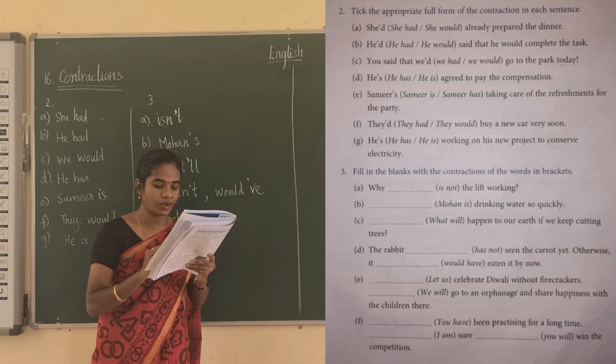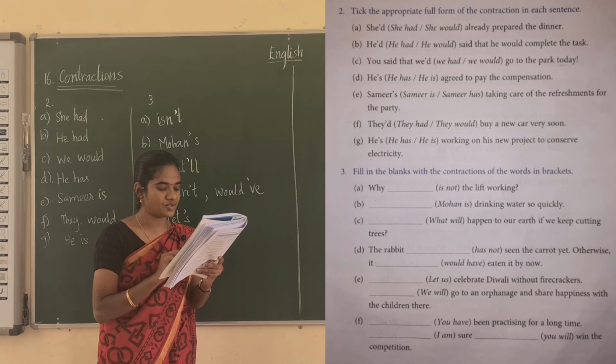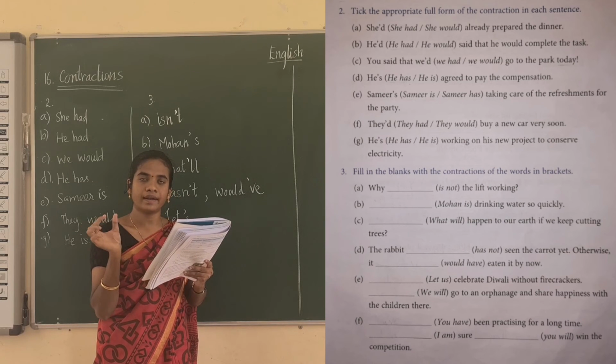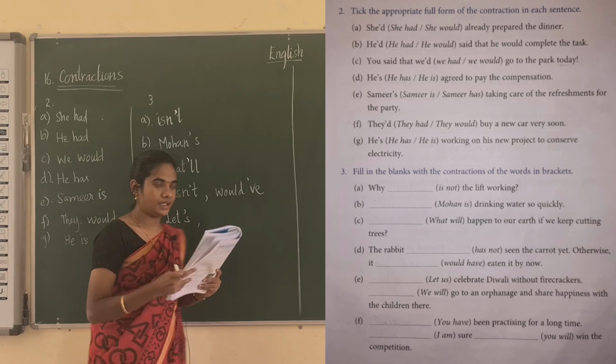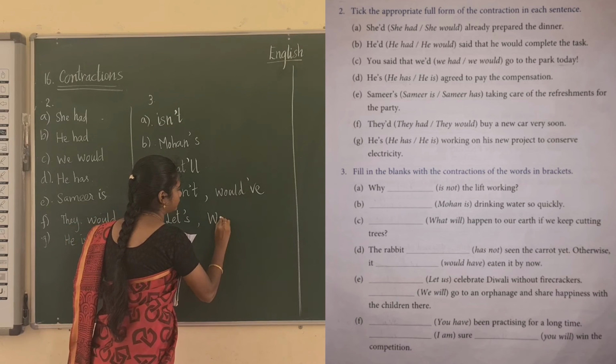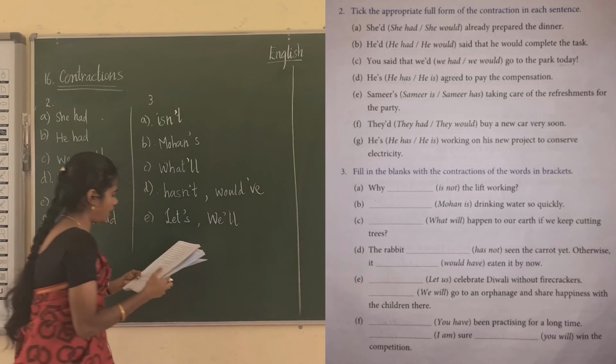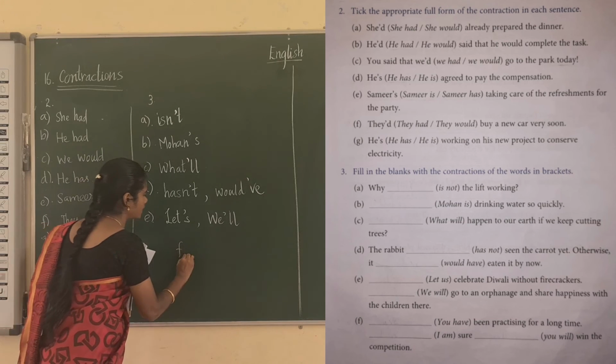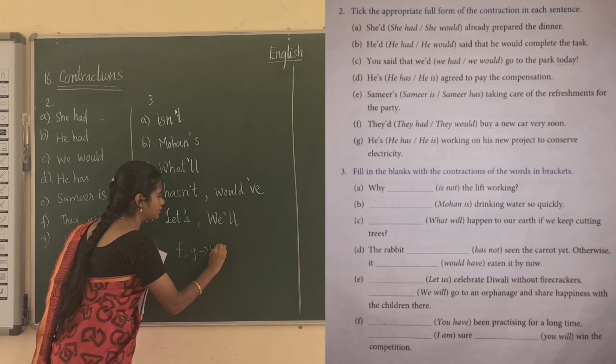Dash go to an orphanage and share happiness with the children there. We will. How can we contract and write? That is we'll. And you have to do the remaining ones as the homework. Okay, F and G as the homework for you.